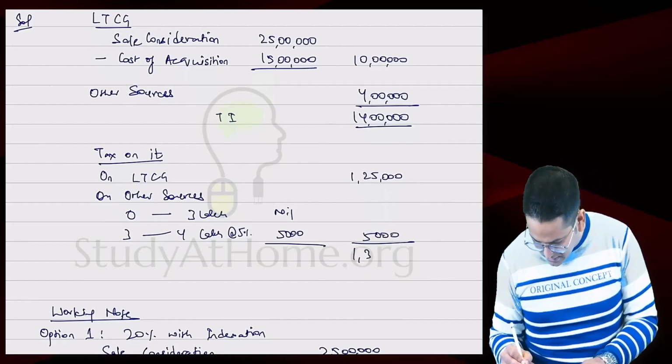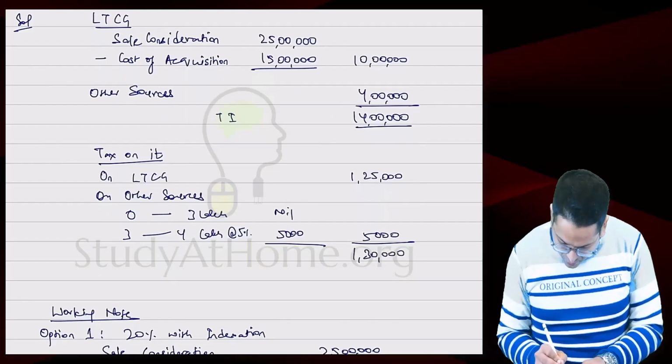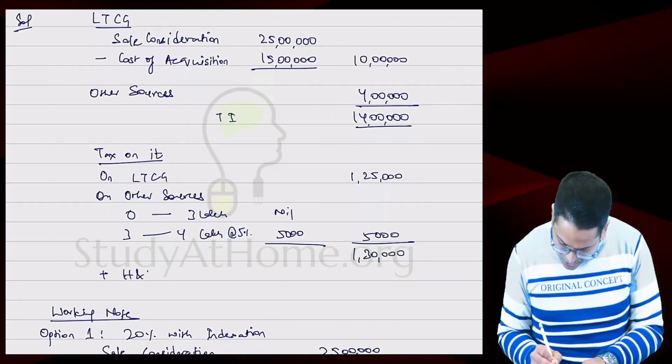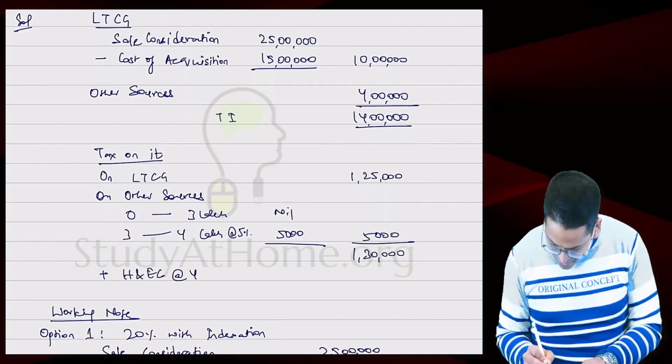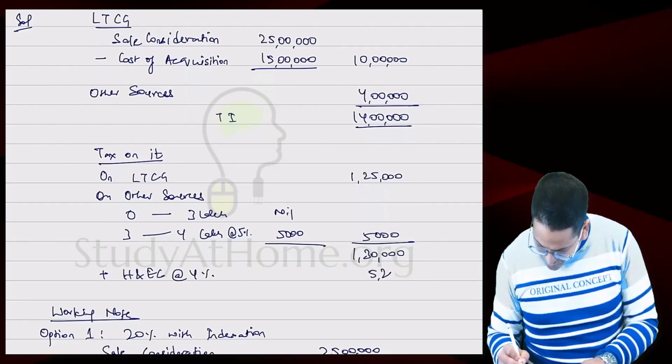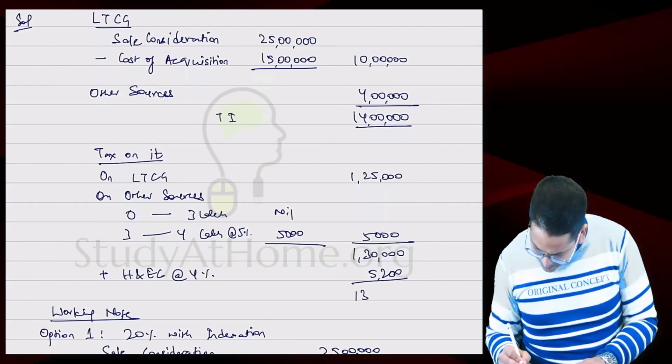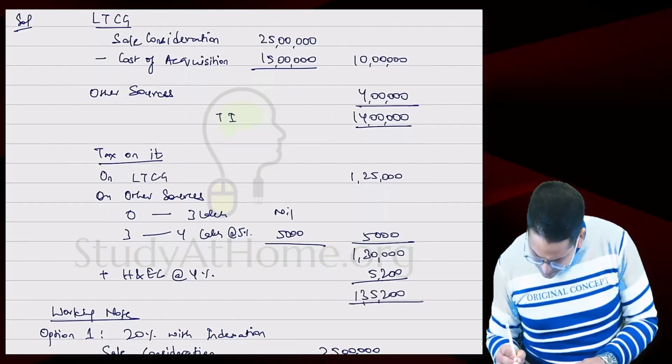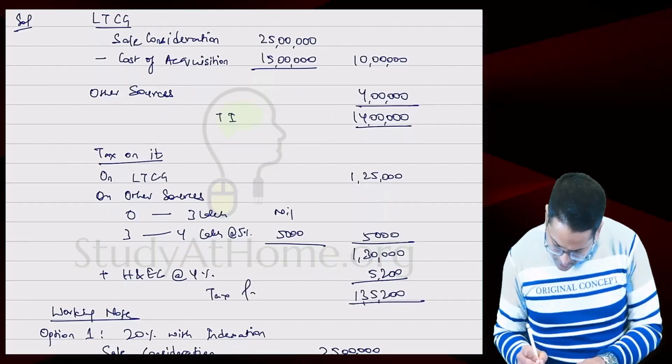Okay, this is 1,30,000. Is it enough or shall we complete it and show you? Add 4% health and education cess. Upon calculation, this would come to around 5,200 rupees. So this becomes 1,35,200. This is the tax payable.